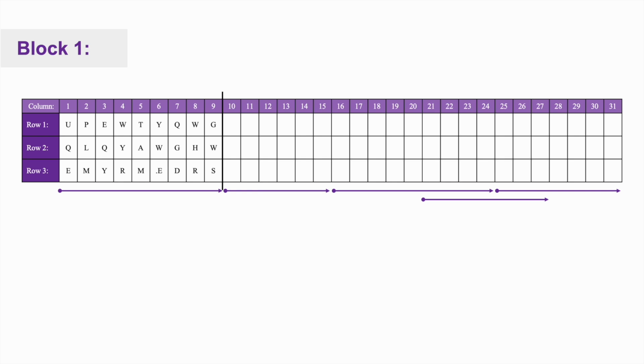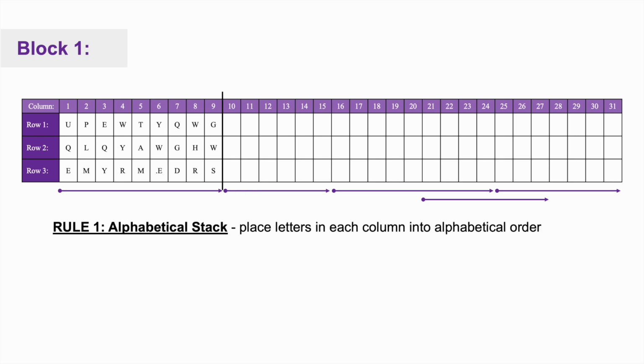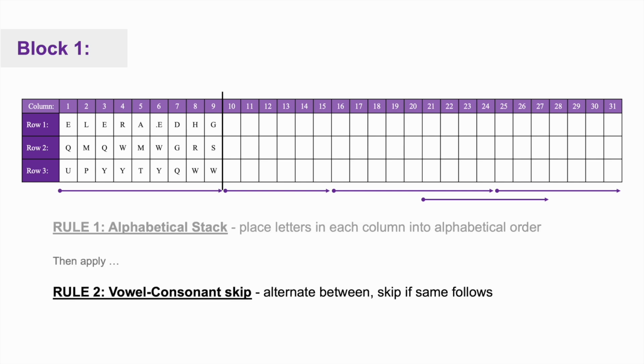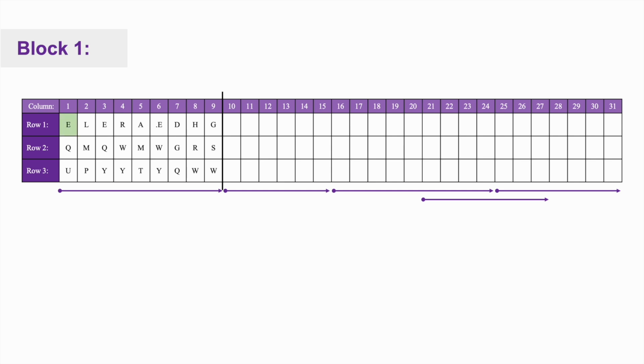Block 1. Again, we stack each column in alphabetical order. And then we apply the vowel consonant skip across the top row. E, L, E, R, A. Vowel follows a vowel, so we take the next letter down. Consonant follows a consonant. And then back to G. Unique letters that spell the word Edward Elgar.